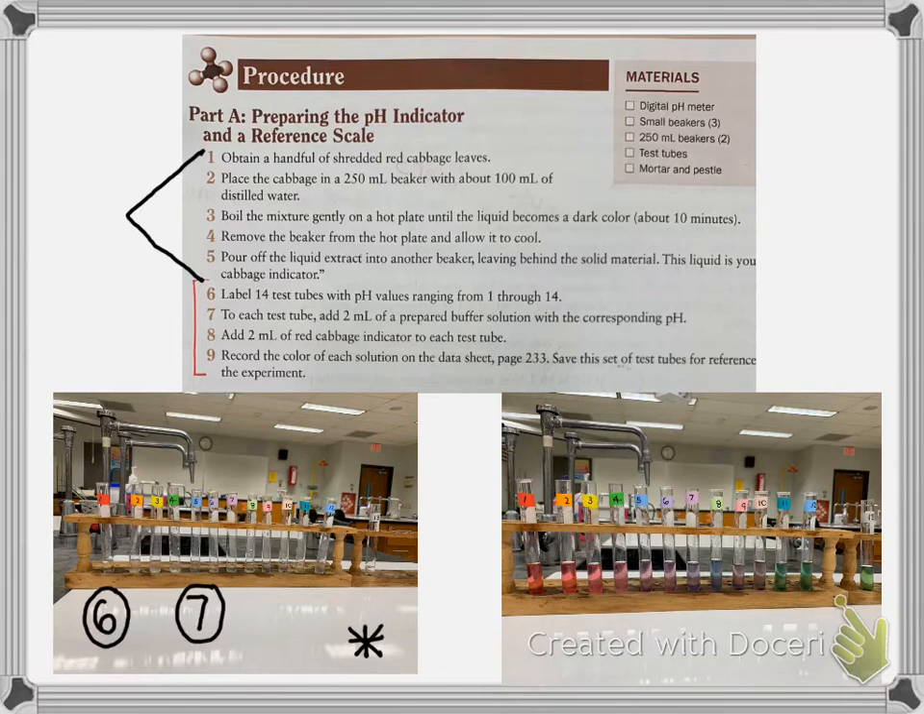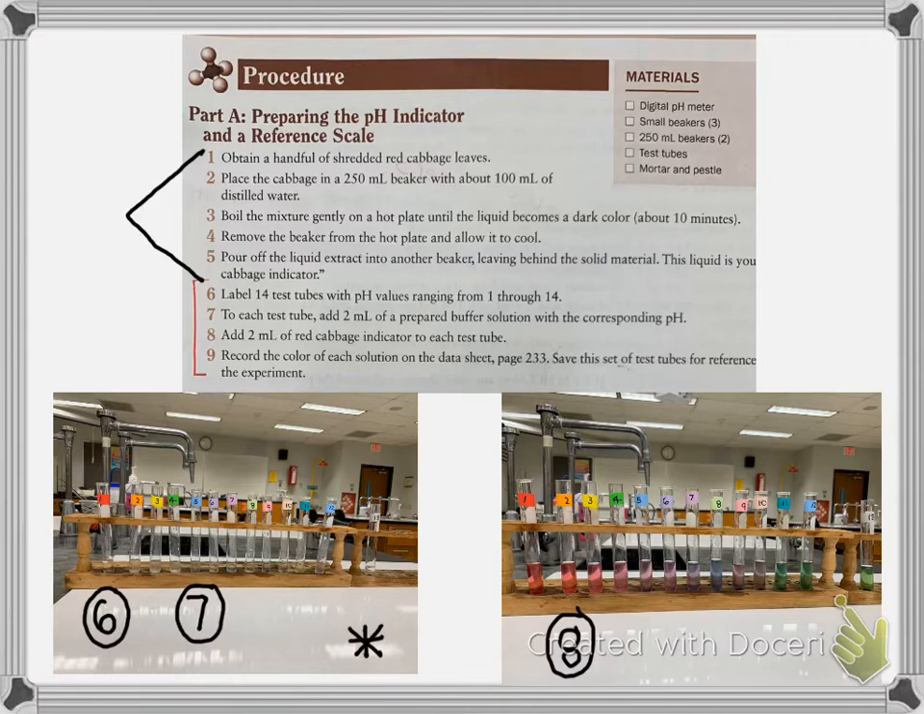So then in step 8, I took red cabbage indicator, and I think in a future picture in the lab, I actually took a picture of the beaker that had red cabbage indicator. When it's in small quantities, it looks reddish, like a dark red, but when it's in large quantities, a lot of it looks purple.